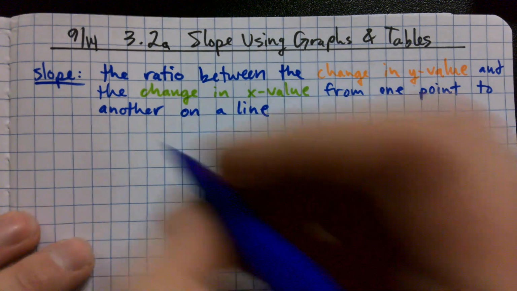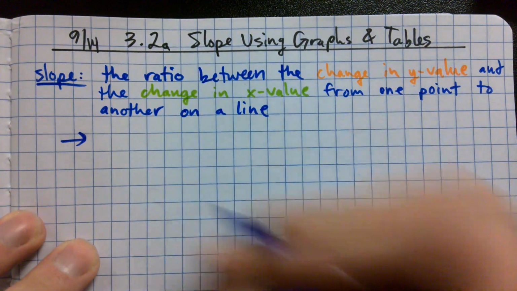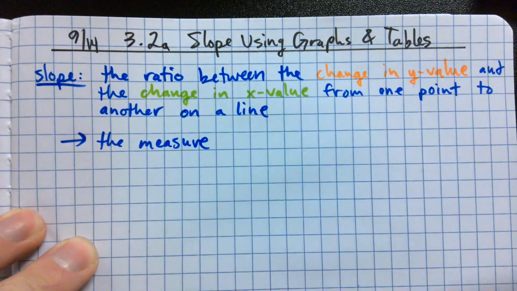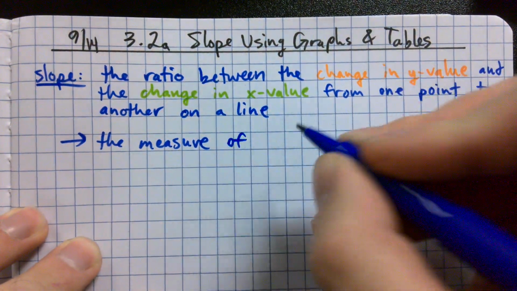Now that's our confusing math definition. Let's write it in simpler terms. It's the measure of how steep a line is.